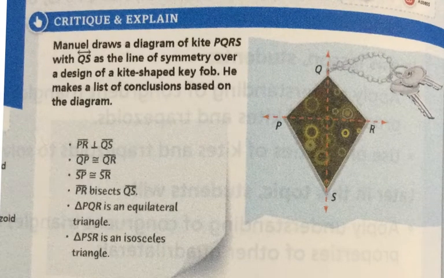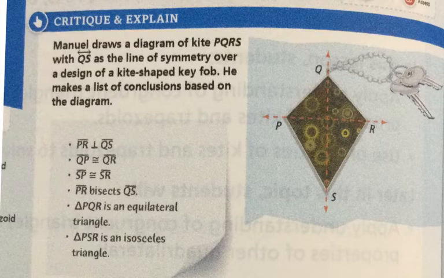Okay, so let's read here. It says, Manuel draws a diagram of kite PQRS. So again, we name the kite based off of its vertices, the points where the angles are. And it says line QS is a line of symmetry. So line QS is a line of symmetry.